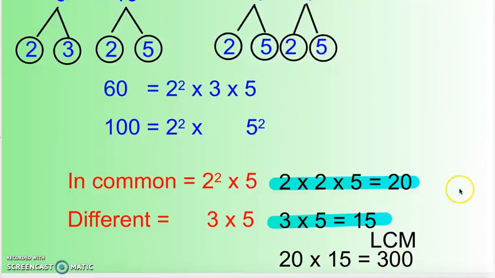Now, can you imagine if you listed all the multiples of 60 and 100? Do you know how long it would take to get to 300? It would take some time. Yes, you could do it. If you prefer listing it out and finding the number, that's fine. That is one method. This is another method.